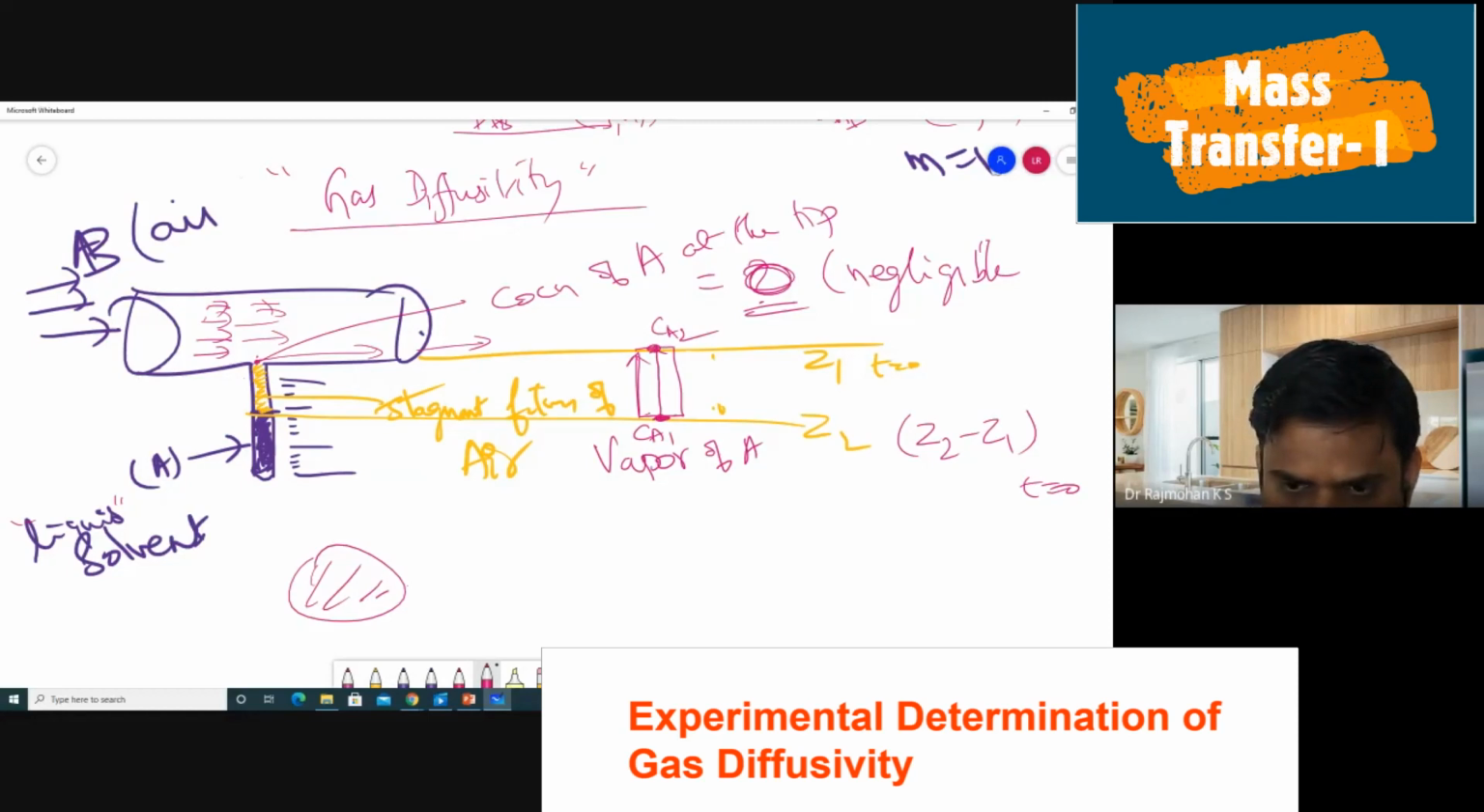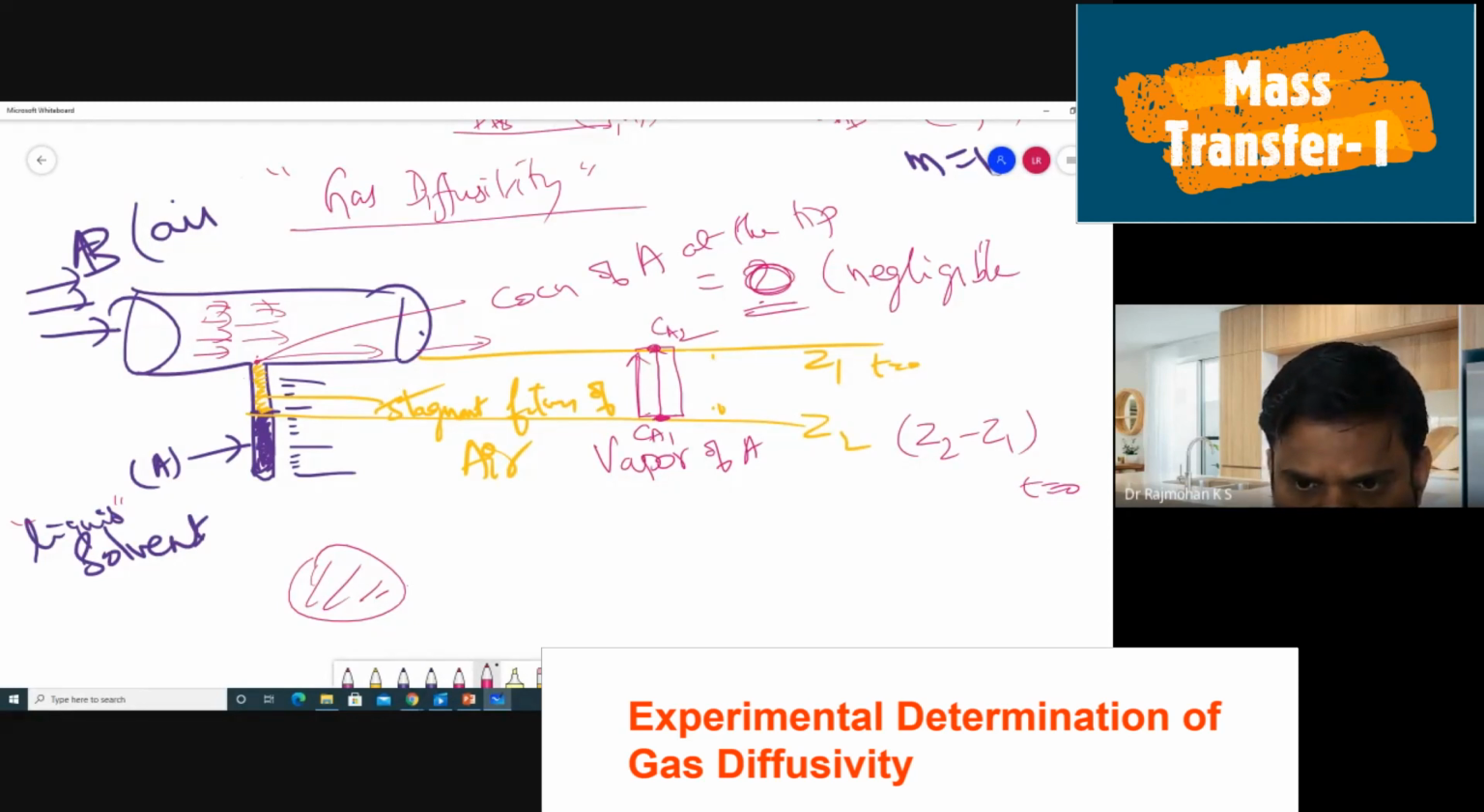Let me say the concentration at the other end is 2. So we have a driving force, right? Here the concentration 2 is less than the concentration at 1. So that means Ca2 is 0 here. So we have Ca1 minus Ca2 equal to Ca1. So we have a driving force. According to Fick's law, the mass transfer flux NA will be there, and we have derived it.